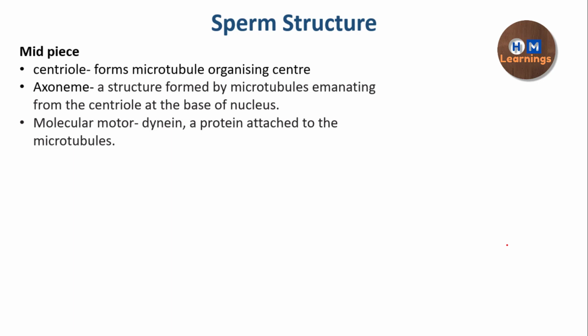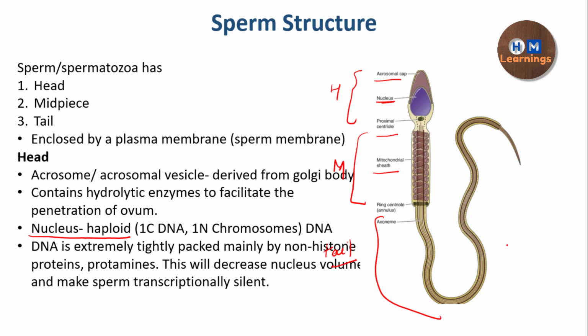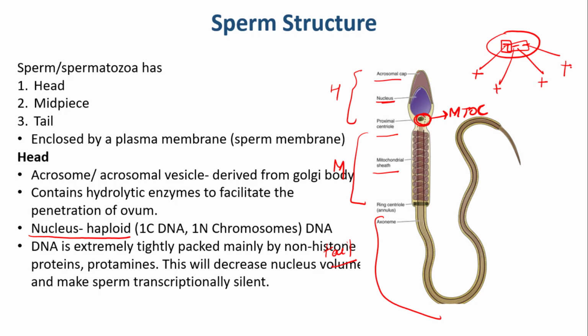So you can see that there is a centriole. In this diagram, this is a centriole. The centriole is also called a microtubule organizing center. Basically this is a pair of centrioles from which many microtubules arise. This is the negative end of the microtubules, and the positive ends are pointing away from the microtubule organizing center.